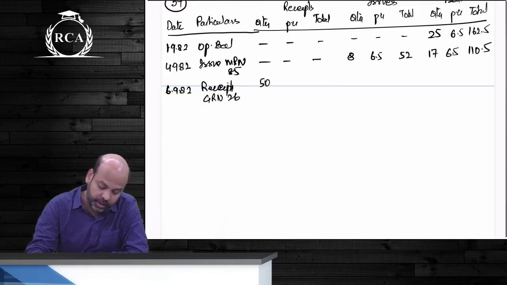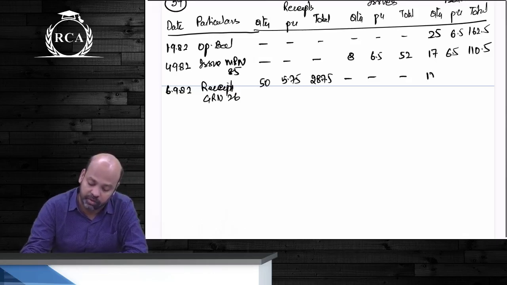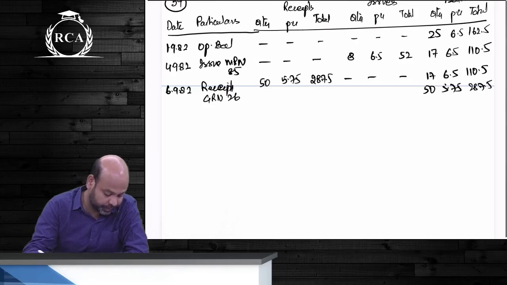Next, beta, receipts: 50 at 5.75. The total value, guys, will become 287.5. Because it is the FIFO method, you're supposed to write them separately under the balance column. 17 units will be at 6.5, 50 units at 5.75. This is 110.5, this is 287.5.